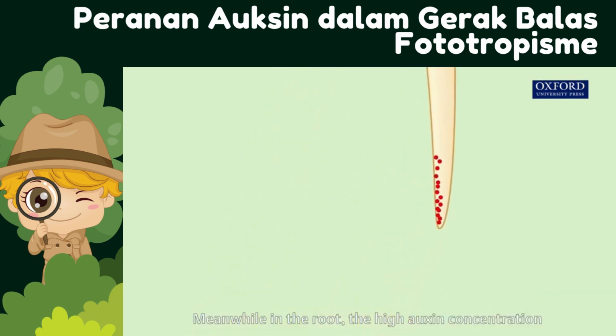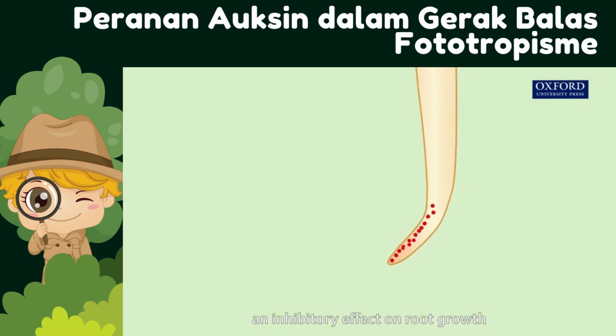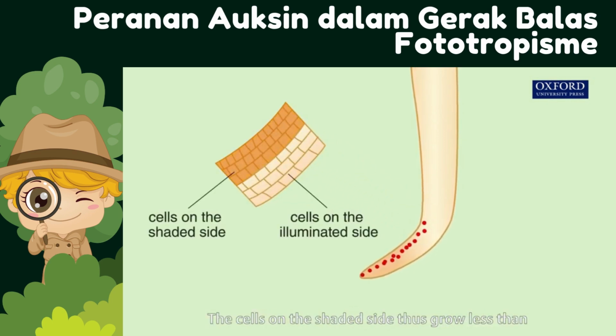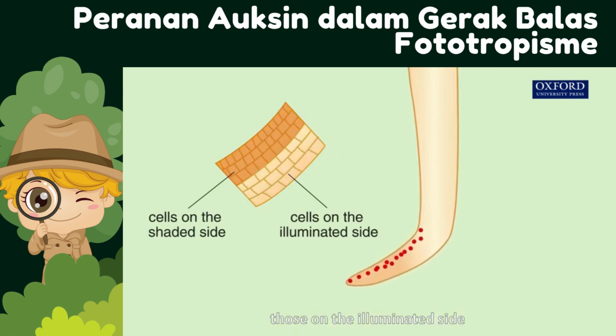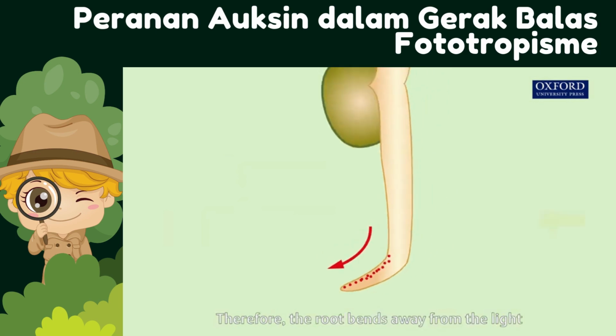Meanwhile, in the root, the high auxin concentration on the shaded side inhibits growth there, because high auxin concentrations have an inhibitory effect on root growth. The cells on the shaded side thus grow less than those on the illuminated side. Therefore, the root bends away from the light.